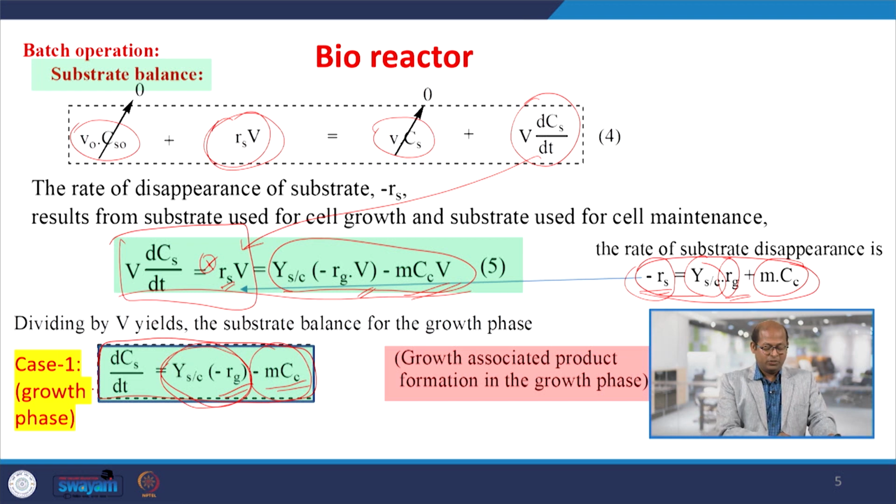Based on that we can write this is in the growth phase, phase 2. Okay. So, for growth associated product formations we can write the substrate consumptions by these equations. Okay. So, this is for the growth phase.